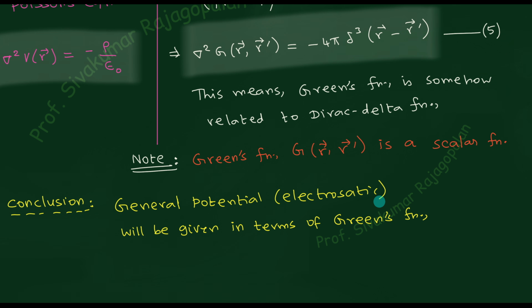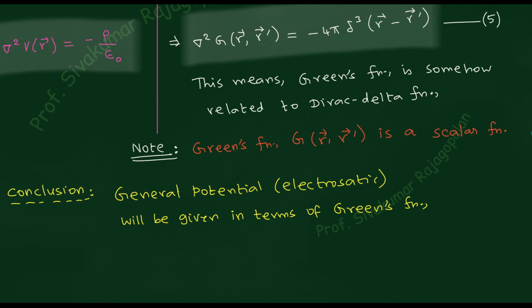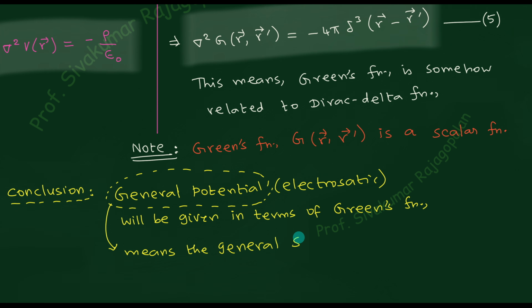So till now, this is our understanding, that if you want to find the general solution, this terminology I do not know. General potential, do you understand? I would like to explain what it is. General potential means, there is nothing like general potential. The meaning is that it is the general solution to the Poisson equation. That is what I mean to say.